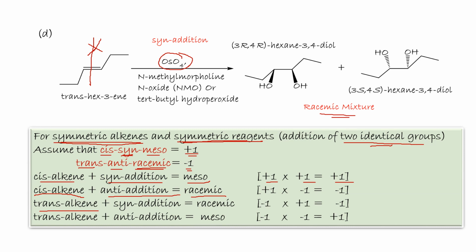Trans alkene, trans means minus because there is no plane of symmetry. Okay, syn +1, -1 times +1 is minus, then you get racemic. Trans -1, anti -1, then you get the meso structure.